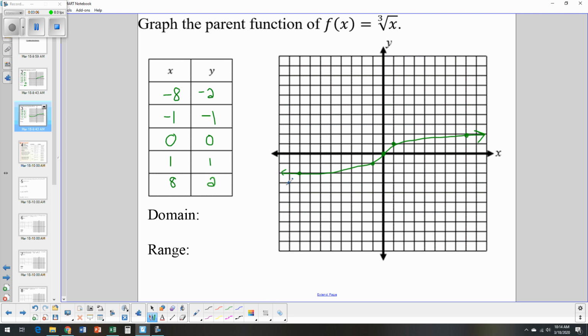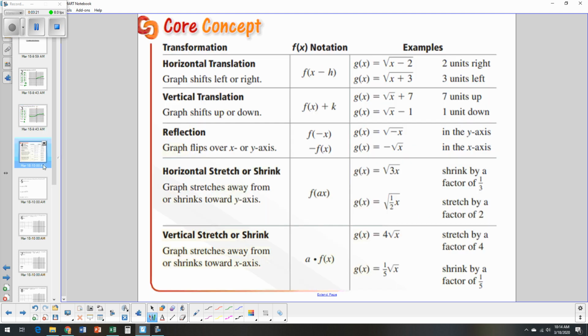All right, I'm allowed to put any numbers of x in, so my domain is going to be all real numbers. And there's not going to be any restrictions on my y's either, so my range is also all real numbers. All right? So now we're going to look at the different transformations.